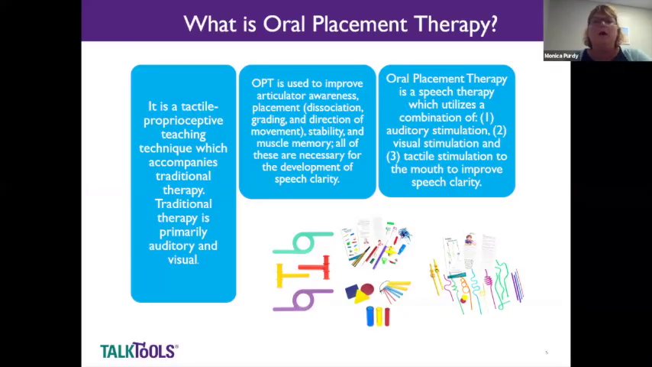So what is oral placement therapy? It is a tactile or proprioceptive way of teaching a technique. Traditional therapy is primarily auditory and visual. Oral placement therapy adds in that tactile approach. It's used to improve articulator awareness. We talk a lot about dissociation and grading, and all of these terms that you'll hear, and we go through them in depth in the class. You will become very familiar.